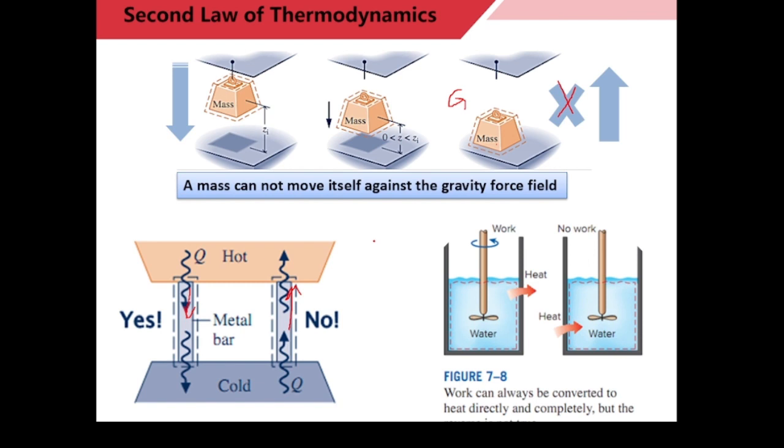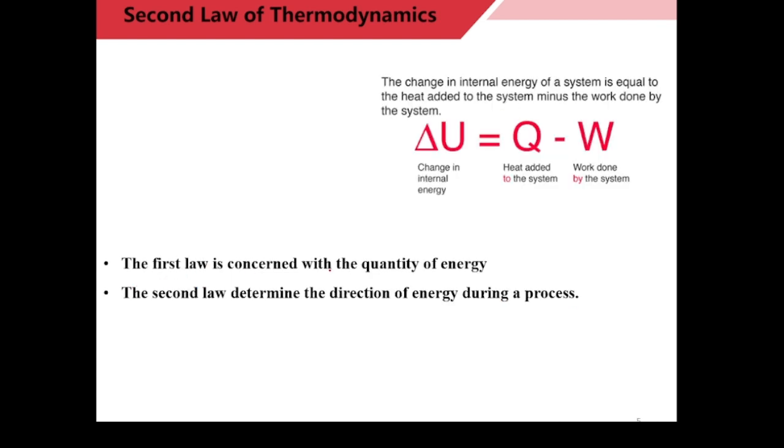All the examples I have just told you are your daily life observations. First law is concerned with the quantity of energy, that is, how much quantity of energy you have supplied to a system, and what proportion is the work done and what proportion is the change in internal energy. The second law determines the direction of energy during a process.